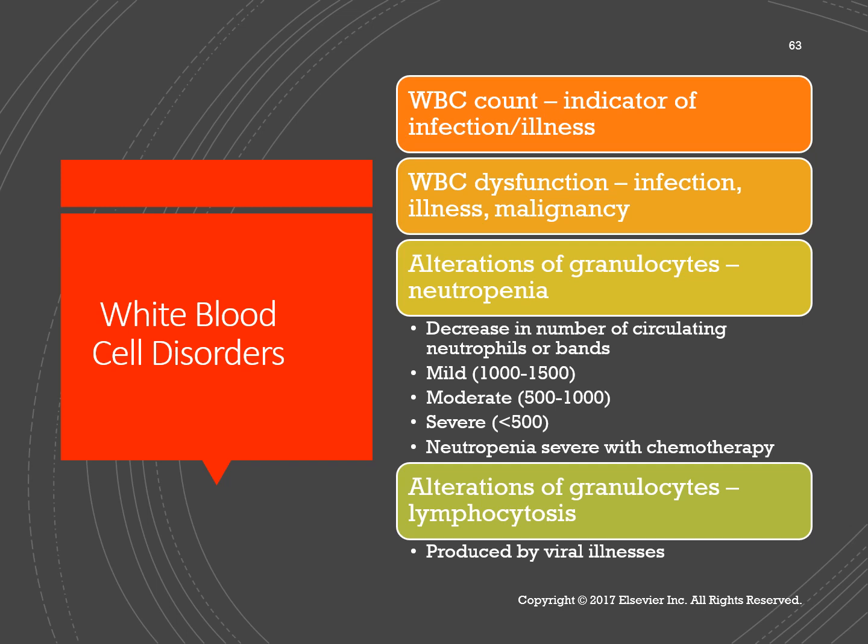So if we have alterations of our granulocytes, we may see neutropenia, and that's going to be a decrease in the number of circulating neutrophils or bands. Mild, we may see a level between 1,000 and 1,500. Moderate, it's going to be between 500 and 1,000. Severe, it's going to be less than 500. Obviously, we may see severe neutropenia if they're getting chemotherapy. Alterations of granulocytes, so lymphocytosis, are going to be produced by viral illnesses.